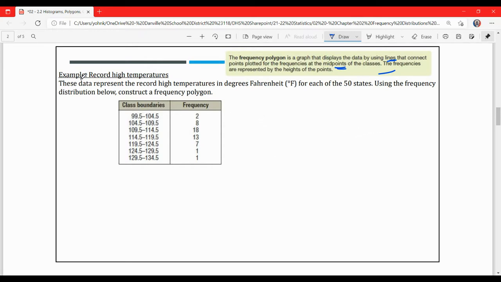All right, so again, we have these 50 record high temperatures in degrees Fahrenheit, and here is the frequency distribution. From this, we need to draw our frequency polygon. However, along the horizontal go the midpoints. So I need to find the midpoints of my classes so that I can graph it. So I'm going to put midpoints over here, and I'm just going to make another column.